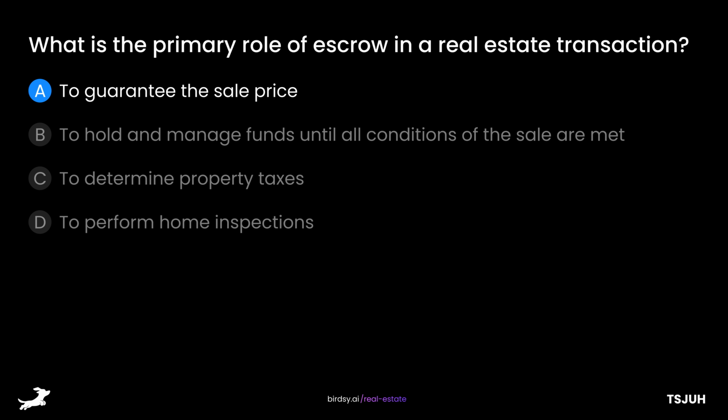Is it A, to guarantee the sale price, B, to hold and manage funds until all conditions of the sale are met, C, to determine property taxes, or D, to perform home inspections? The answer is B. To hold and manage funds until all conditions of the sale are met.